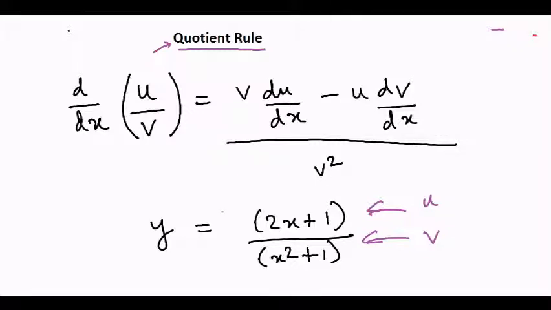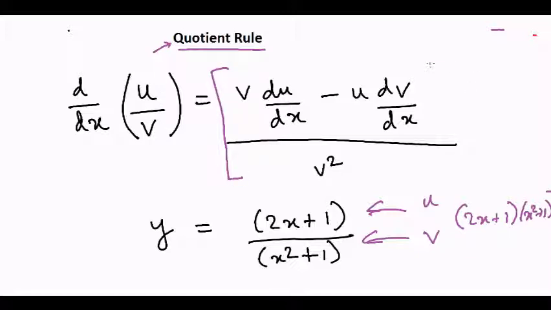Suppose, for example, we have y is equal to 2x plus 1 divided by x squared plus 1. It's not very easy to differentiate this. You can obviously write it as 2x plus 1 times x squared plus 1 to the power of minus 1 and use the product rule, but it's easier if you just use the quotient rule. The quotient rule says that the derivative d/dx of a function u divided by v is given by this form.